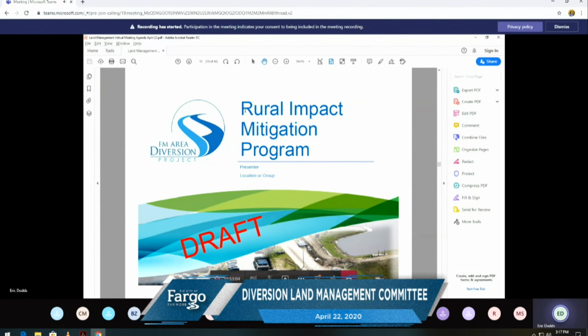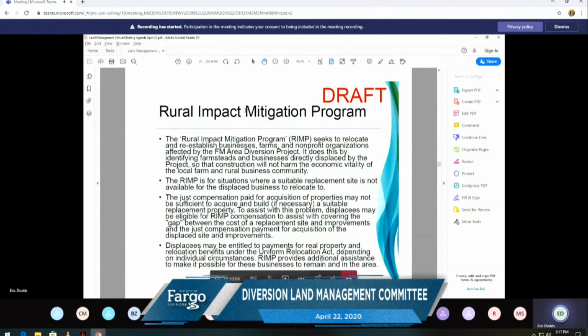And so what we're proposing, and there's a lot of words on here, but I'll try to give you the high points, is that we know there's going to be a handful of farmsteads and businesses that are impacted and displaced by the project. And this program aims to help those businesses reestablish so that we are not harming that economic vitality that they bring to the community. This program would be for situations where there is not a suitable replacement site available for those displaced businesses.